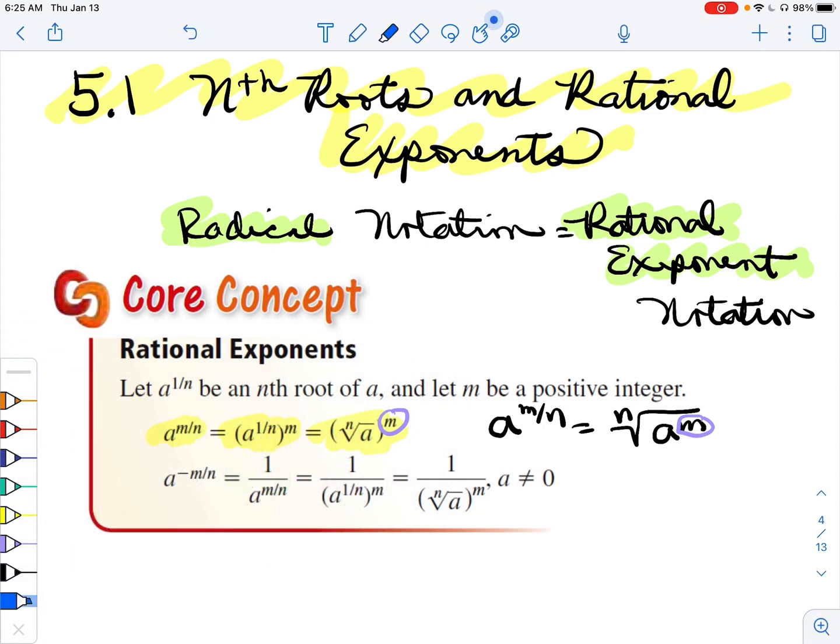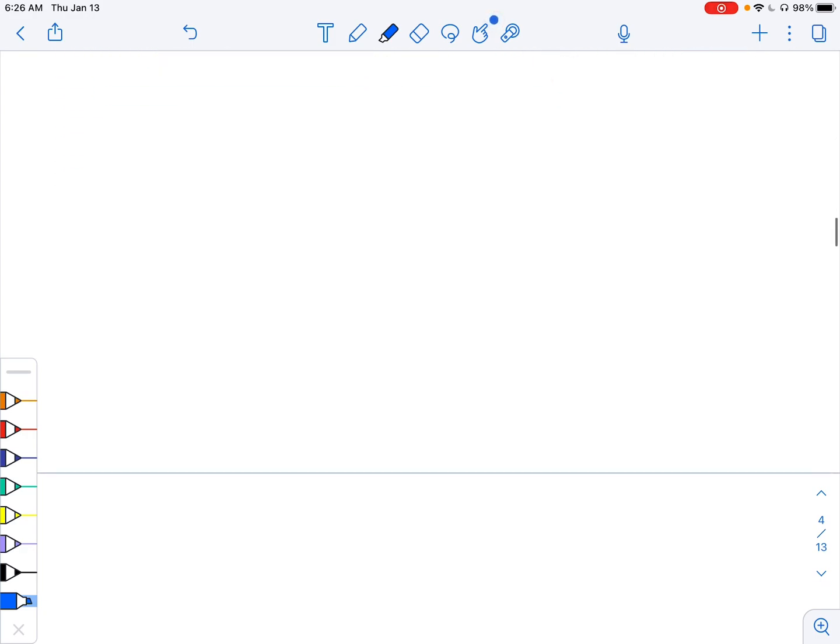is if the rational exponent is negative. Now remember, we learned that if it's a negative exponent, you're going to turn it into its reciprocal, right? So you do the same thing and you just convert everything here to the denominator. And a cannot equal 0. All right, let's do problems.